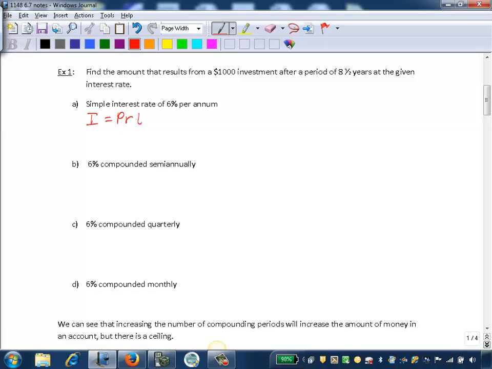I equals PRT, principal times rate times time. So we've got a principal of $1,000. So if we want to write this over here, P equals 1,000. Our R is 6%, and we want to write that in decimal form, so that's 0.06. And our time is 8.5 years. I'll write it as 8.5. So I'll fill in 1,000 times 0.06 times 8.5. And if we enter that into a calculator, we'll get $510.